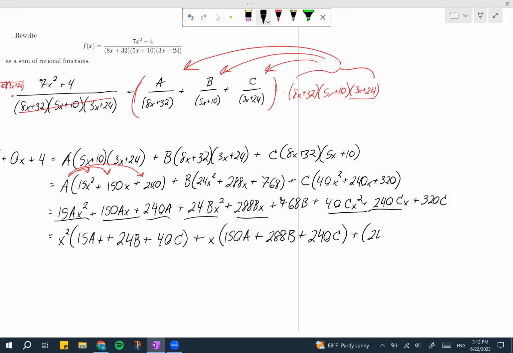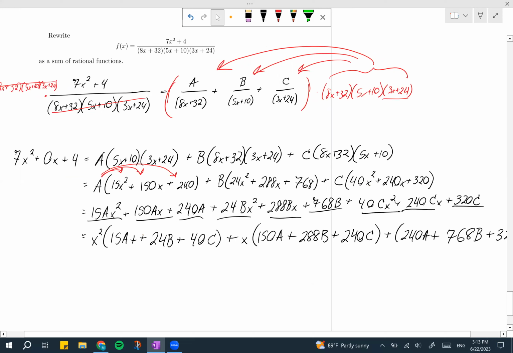So we have 240a plus 768b plus 320c. And that takes care of all of our terms, and we've split it up.